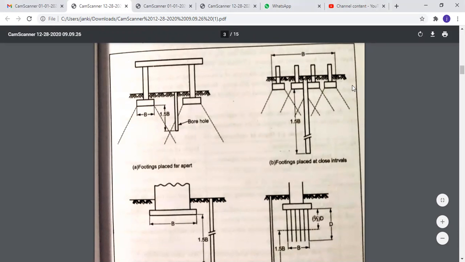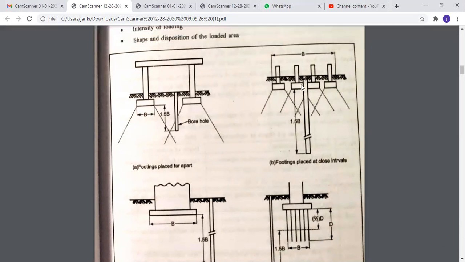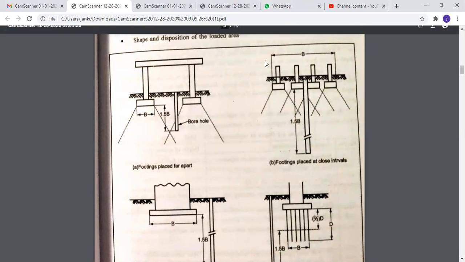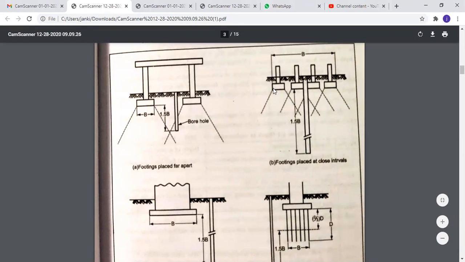So there are four foundations, and this group of foundations is also known as a rough foundation. The minimum depth of exploration should be at least 1.5 multiplied by the width of the footing group, taken starting from the first foundation and ending with the last foundation.